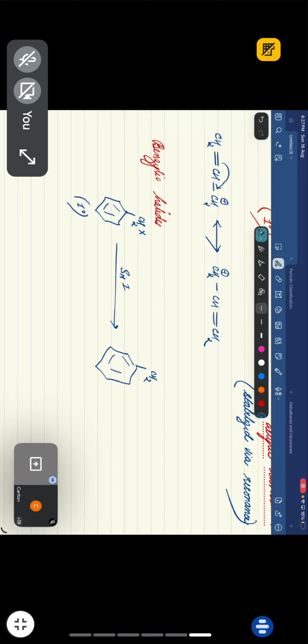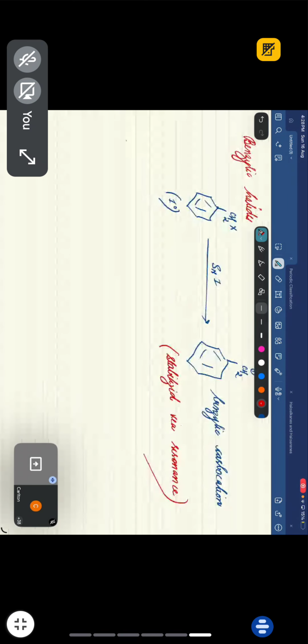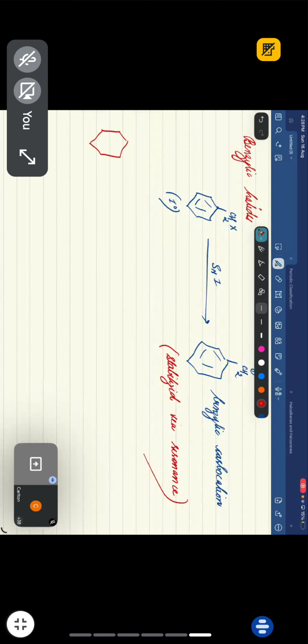Just like allylic carbocation is stable, this is something called benzylic carbocation. Why is benzylic carbocation stable? Same thing, stabilized via resonance. Now we'll draw the resonating structures quickly. Please make it quick. Stabilized via resonance. Now how will these resonating structures look? So if you have, let's say, a CH2 plus.